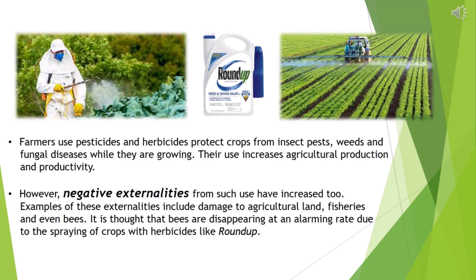However, negative externalities from such use have increased too. Examples of these externalities include damage to agricultural land, fisheries, and yes, even bees. As we have learned, insect pollinators play a very important role in the supply of our food. The presence of bees usually leads to better crop yields. Yet, ironically, it is thought that bees are disappearing at an alarming rate due to the spraying of crops with herbicides like Roundup.